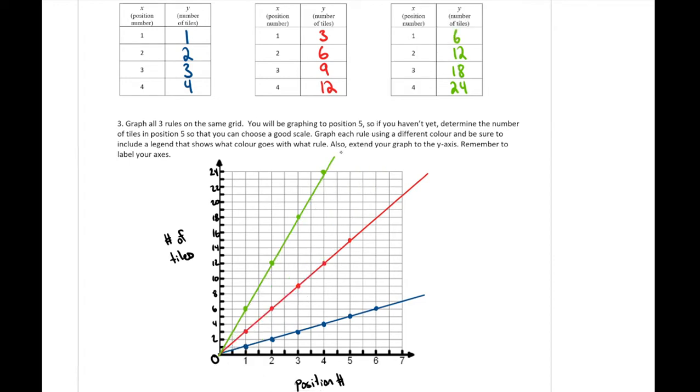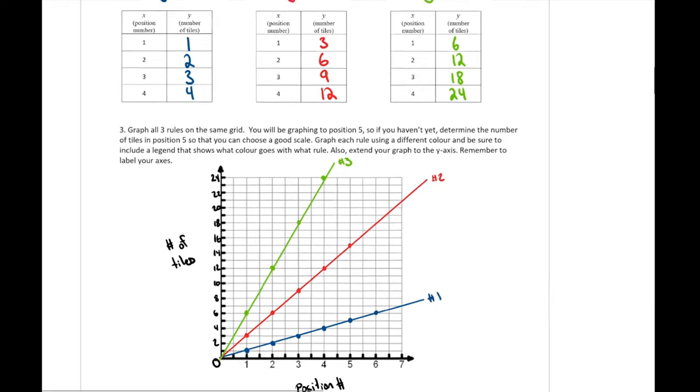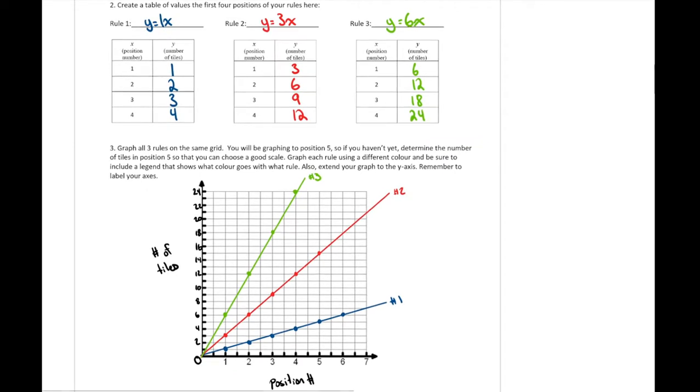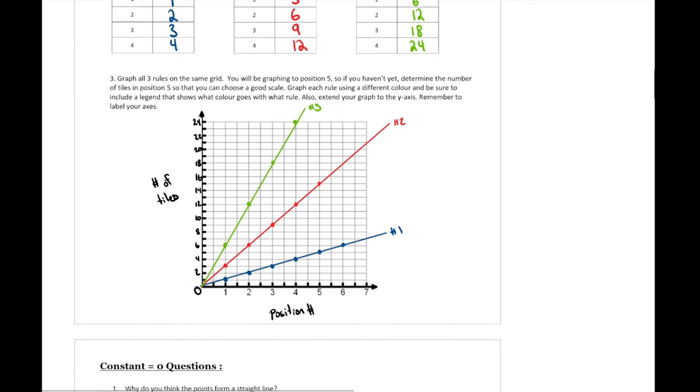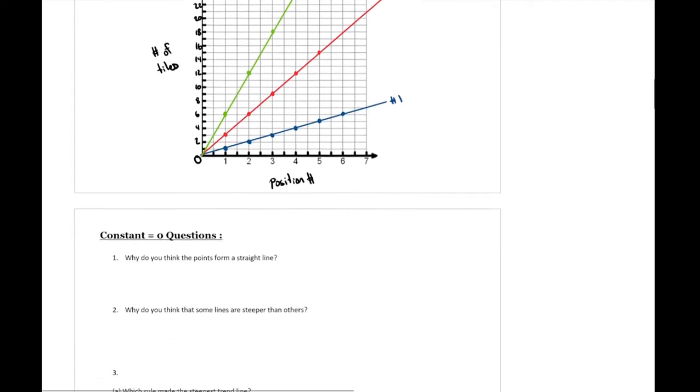So there we have our 3 rules. So number 3, number 2, and number 1. So again, it is color coded, but just so we understand what each rule is. So then we have our graphs. We've graphed our patterns now. We've graphed our 3 different rules. Now we're going to answer some questions on them.